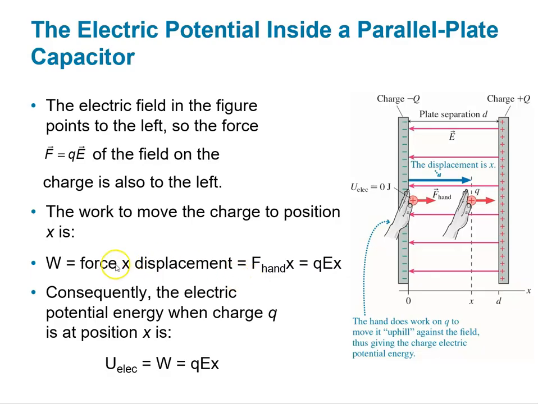We also said that work was equal to force times x, or force times distance. So if force is equal to Q times E, then we can substitute Q times E for force in this equation, and you get that work done is equal to Q times E, the electric field, times x, the distance. Consequently, the electric potential energy is equal to Q times E, times x.